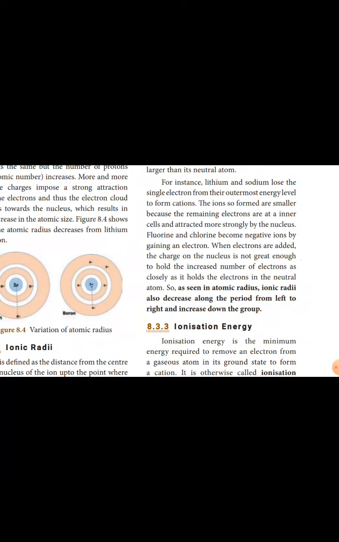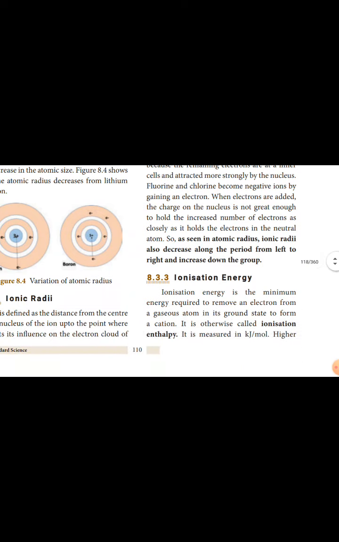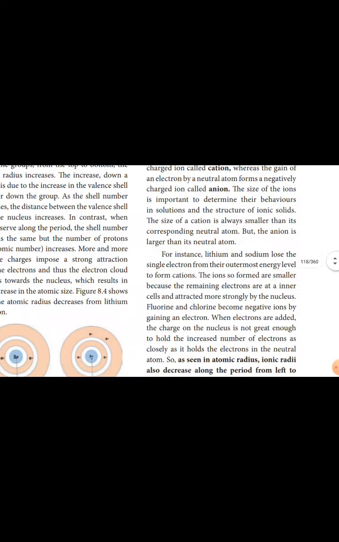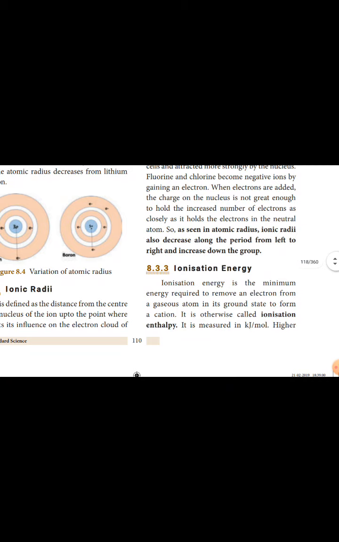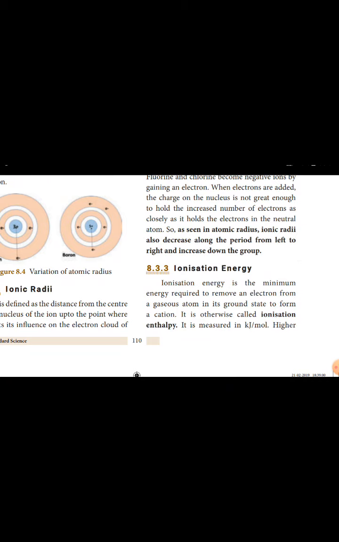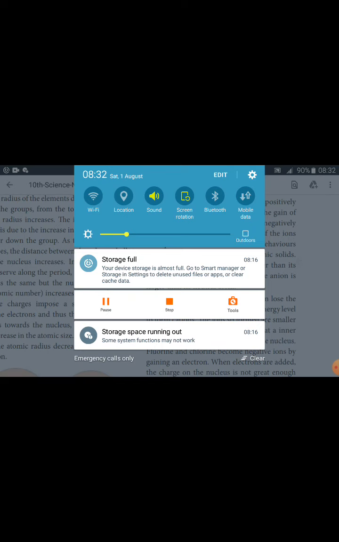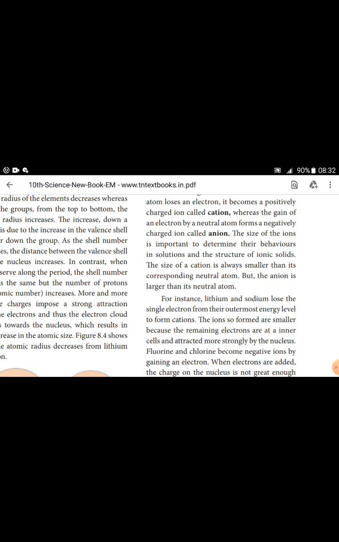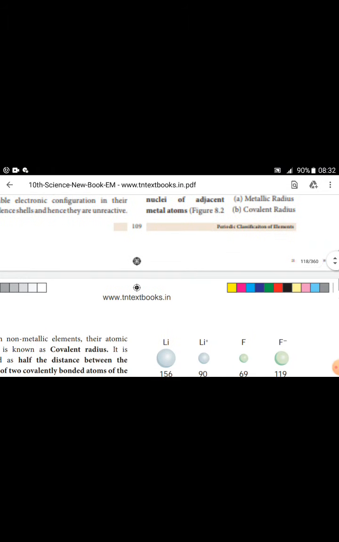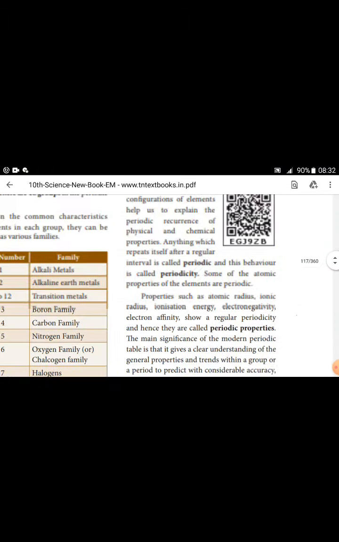Also you have to know that atomic radius and ionic radius decrease along the period from left to right, and increase down the group when we go from top to bottom. Next is ionization energy. This ionization energy topic we will discuss in the next session. You have to note down all this in your classwork and revise.